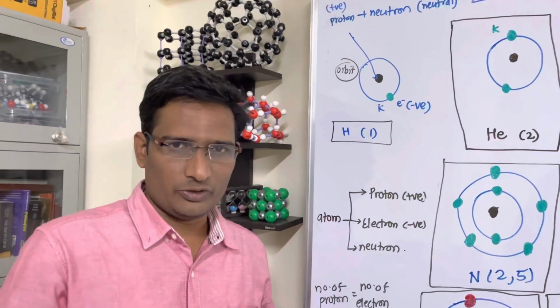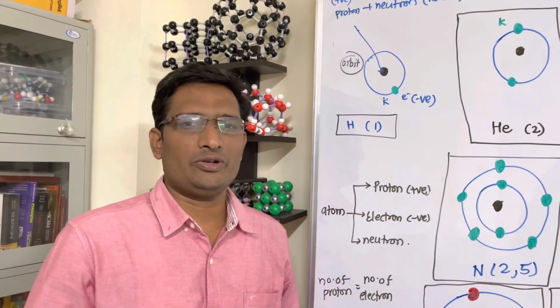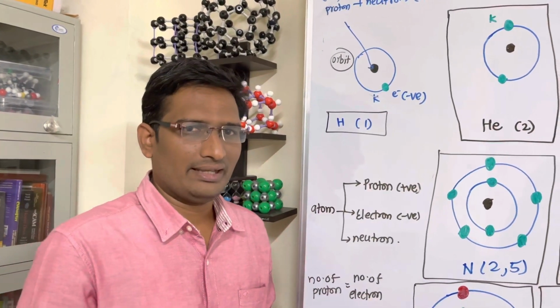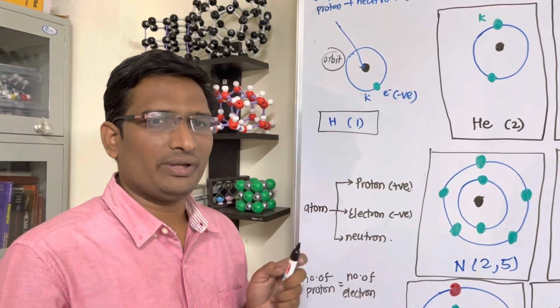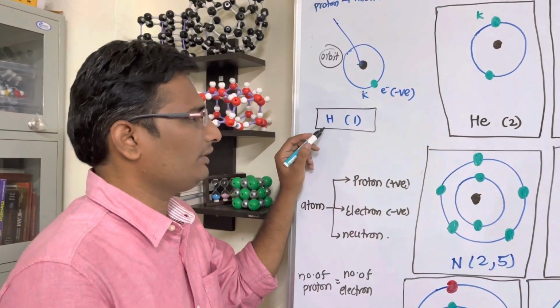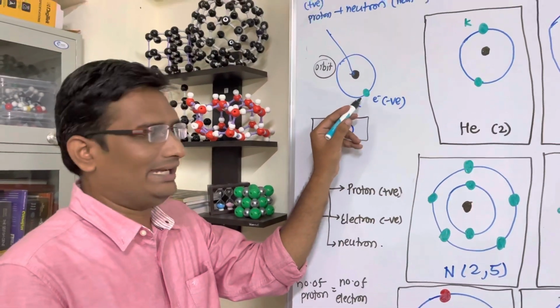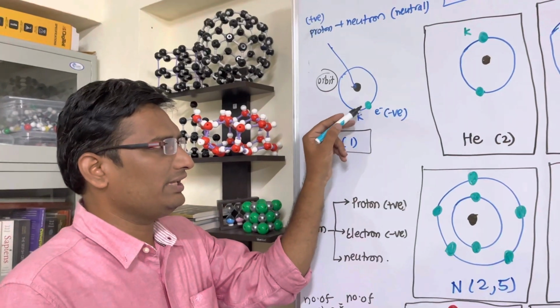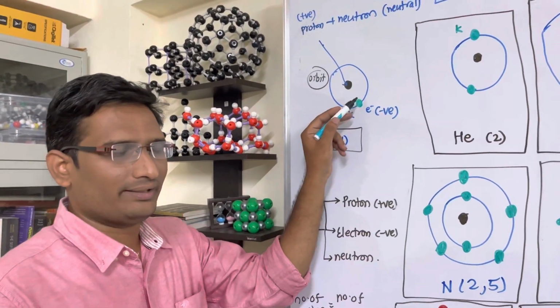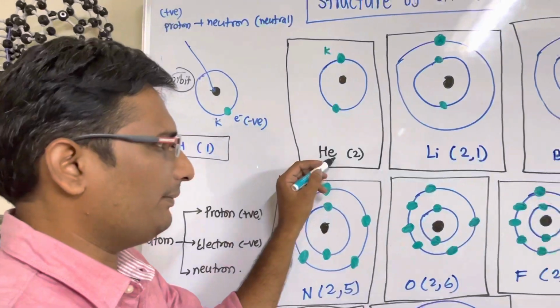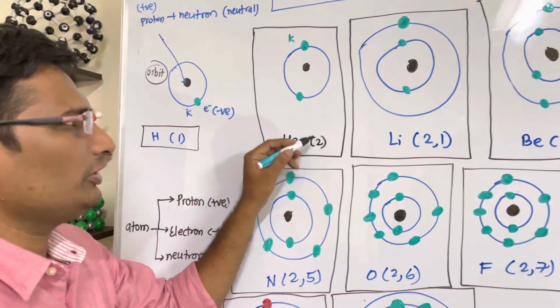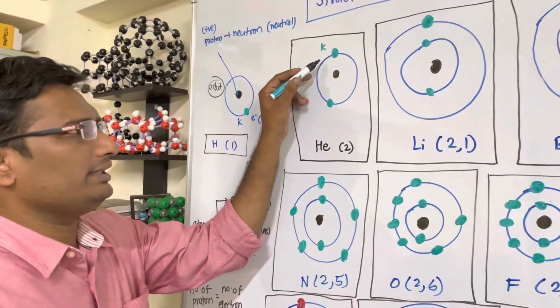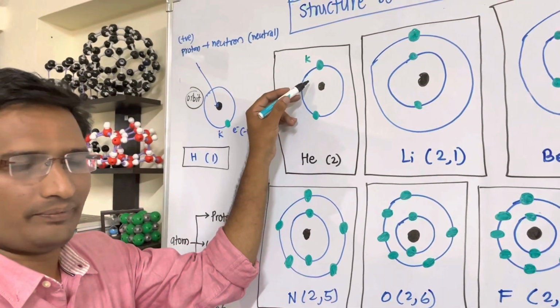In this lecture, we are going to look at the atomic structure of first 20 elements. Let's start with the first element with atomic number 1, hydrogen. So hydrogen has one electron and it is placed in the K shell in which it keeps on revolving around the nucleus. The second element is helium, which has 2 electrons. So around the proton in the K shell there will be 2 electrons.